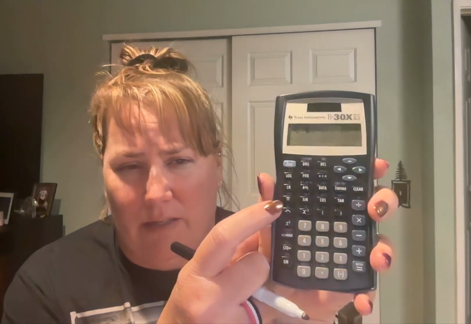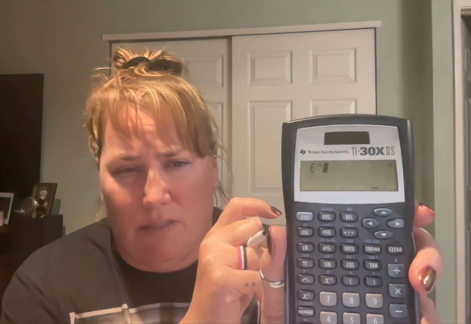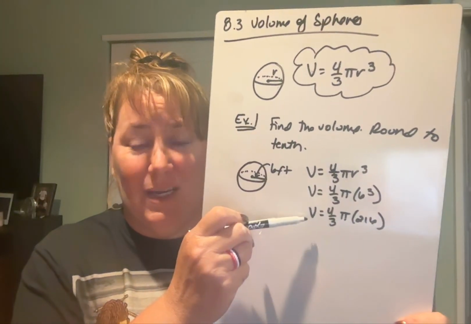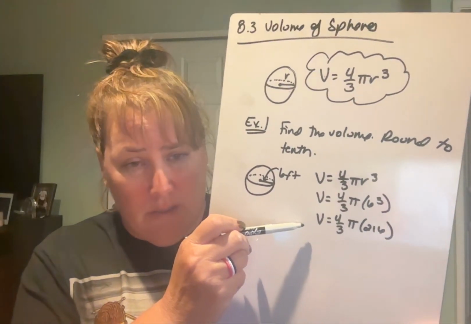Okay, so hit that, and then you should see a little caret right there, and hit 3, then hit enter. So what you're telling the calculator to do is 6 times 6 times 6, which is 216. First 3 steps are the same. Write the formula, plug in the numbers. Now it's cubing the radius.